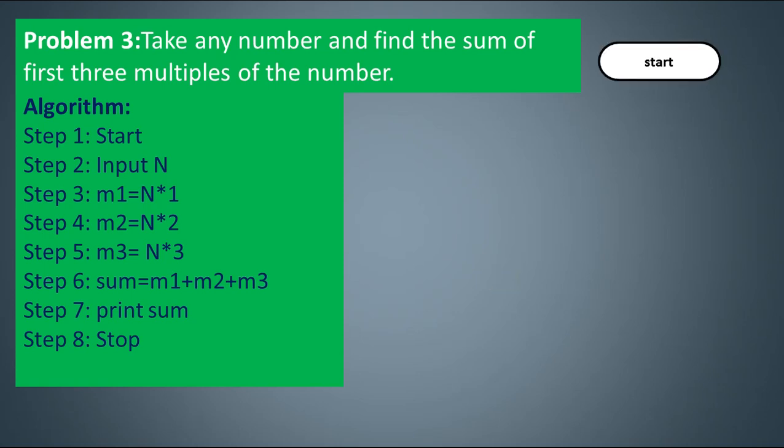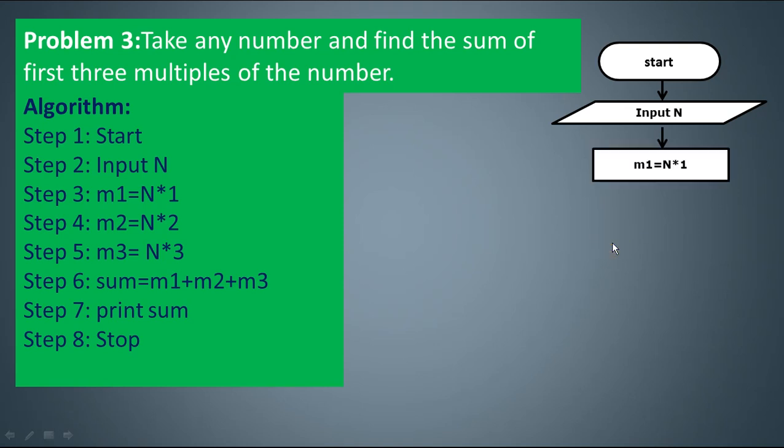So mark the beginning, start, and then after that you will store the value from the keyboard, or the value is not given. When the value is not given to you, you will use a parallelogram to represent, kindly enter the value. So input n, entering the value. For inputting a value, a parallelogram has to be used. After that we have got the value stored in n. So what to do with the value?